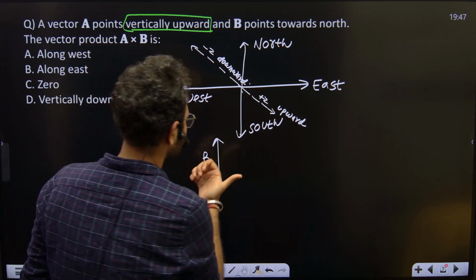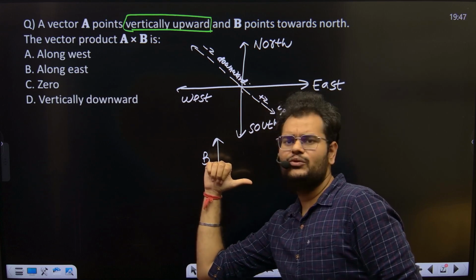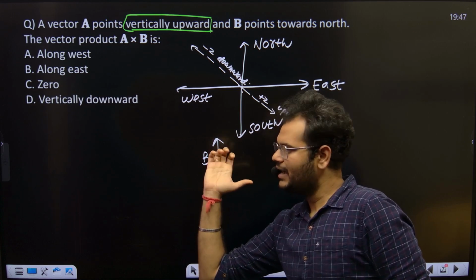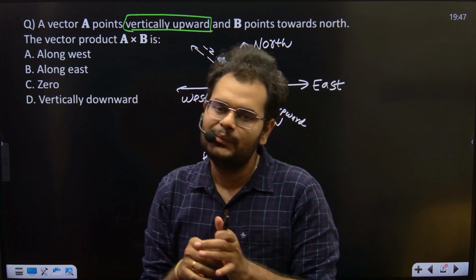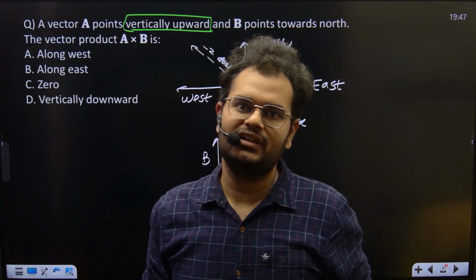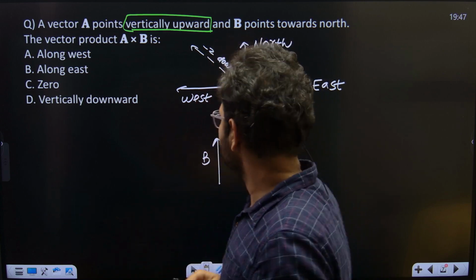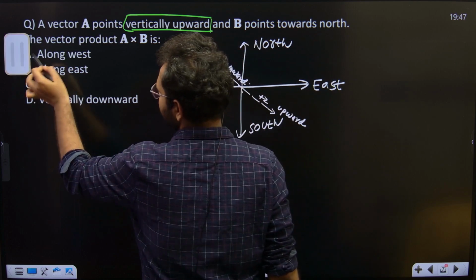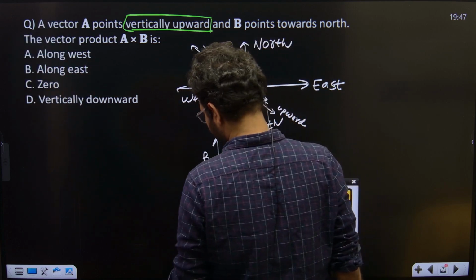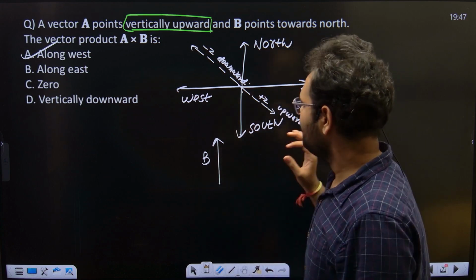Okay, what happens if you take it towards east? Then I am curling my fingers from B to A. Are you getting? Please pause the video and do this activity. Then only you will understand, else you will not understand anything. So what should be the answer? In this case, what is my answer? Answer is along west.